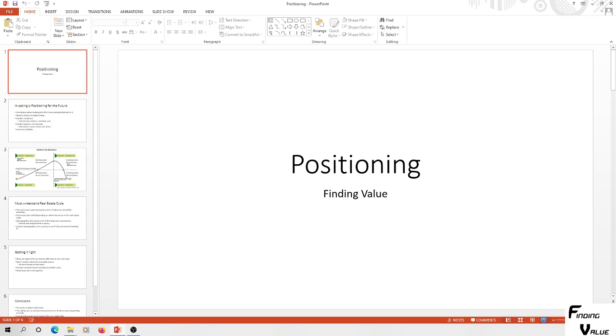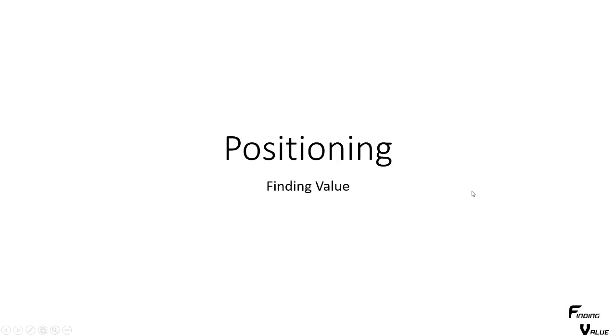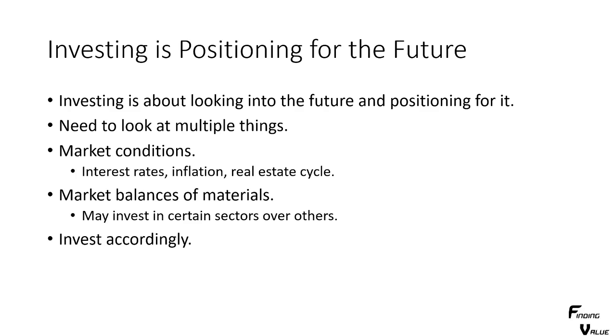So this is called positioning. Investing is positioning for the future. So investing is about looking into the future and positioning for it. You need to look at multiple things. You need to look at market conditions, which include interest rates, inflation, and really it's the real estate cycle.